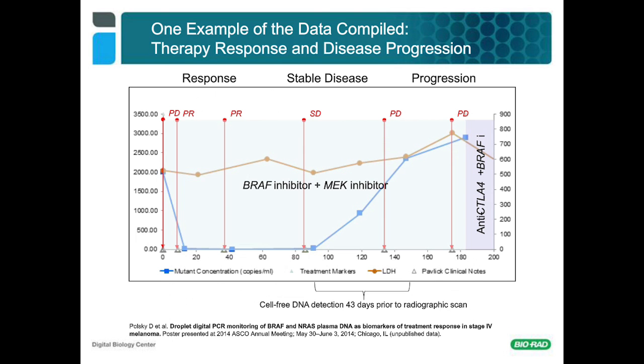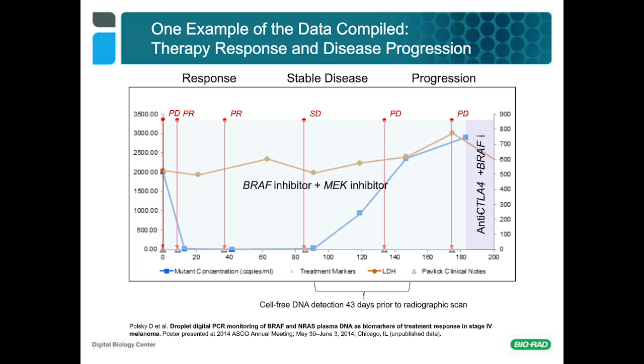This is an example of one patient from the study whose mutant BRAF levels tracked with the progression of disease. Shown here is their response to BRAF and MEK inhibitor treatment, stable disease for a short time, and then rising mutant DNA levels with the disease progression. For this patient, rising cell-free DNA levels were detected 43 days prior to standard clinical detection, with a study average of 84 days prior to scans.